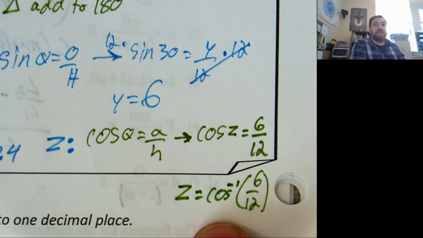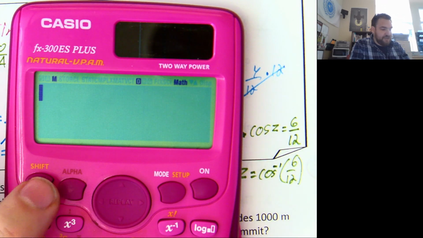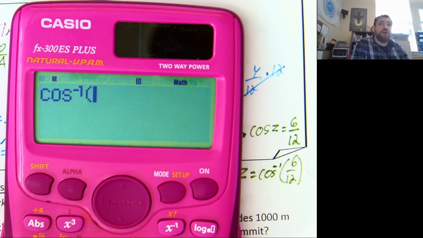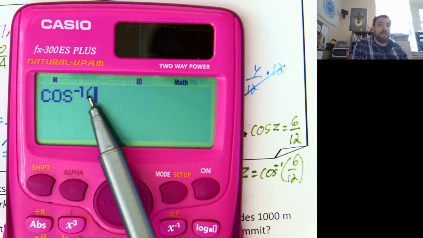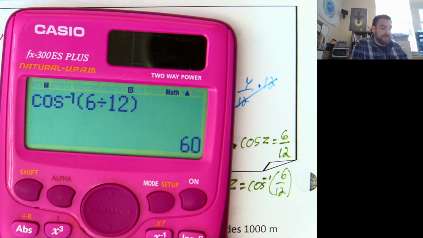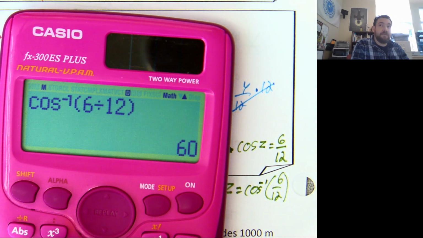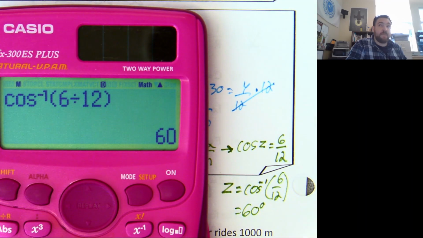And then to punch that into your calculator, you would push the second function or the shift function and then push cos. On the Casios, it'll go cos inverse. It'll open up a set of brackets. We're going to go 6 divided by 12, close the bracket. And it's going to tell us that that angle Z is 60 degrees. Which is great, because that's what we expected it to be. Because if the angles of a triangle are 180, one of them was 30, the other one was 90.